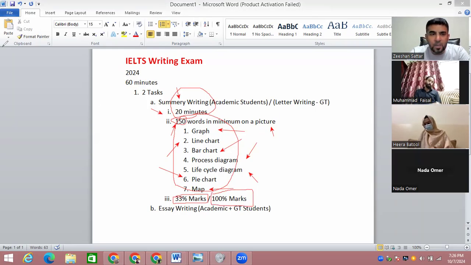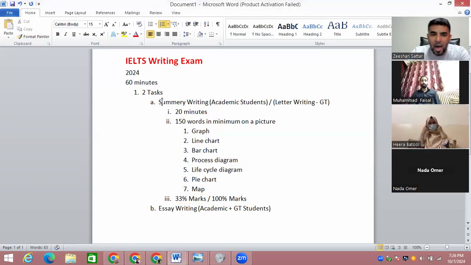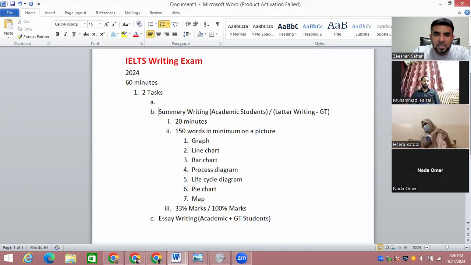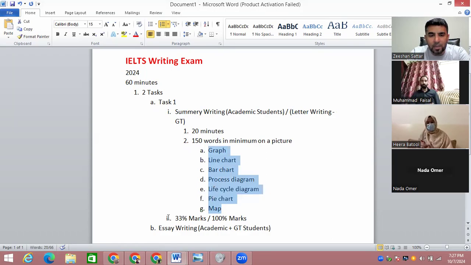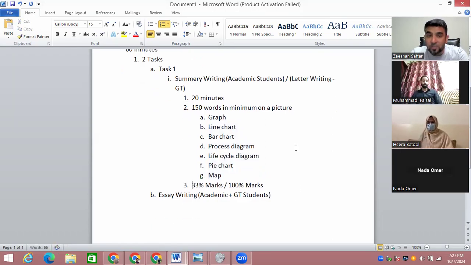So this is a brief of task number one, and this task number one is known as summary writing in the IELTS writing exam. So now I'm going to write here the task number one. And this task number one in the IELTS exam is known as summary writing, and summary writing is further classified into all these types. I believe this brief introduction of summary writing would have made some sense for you.